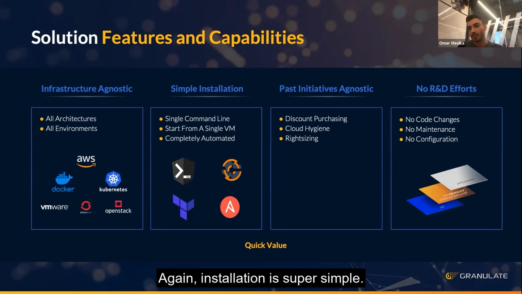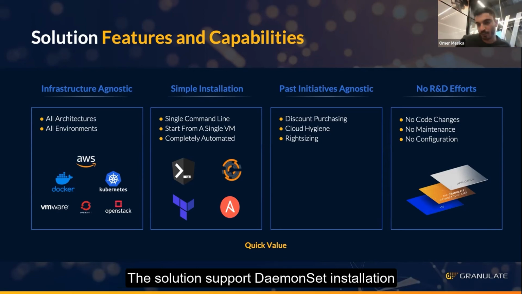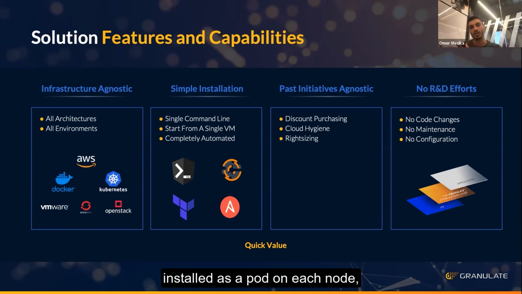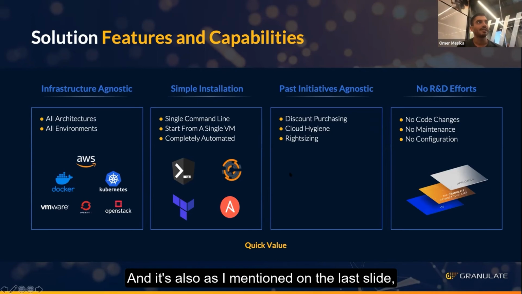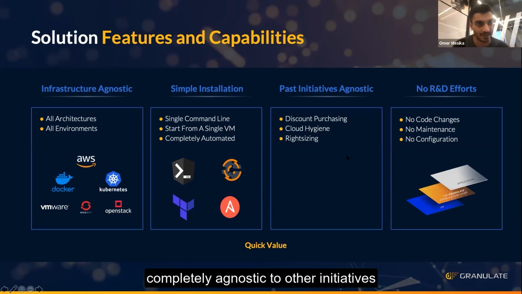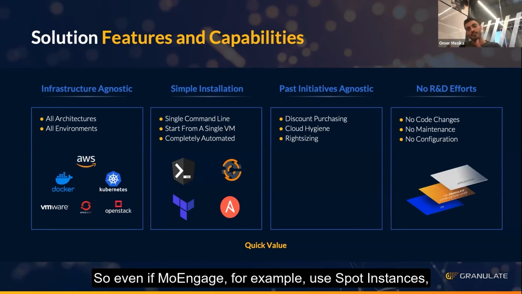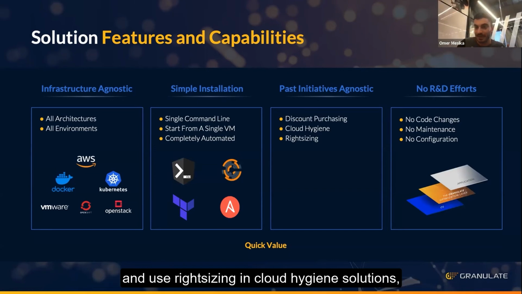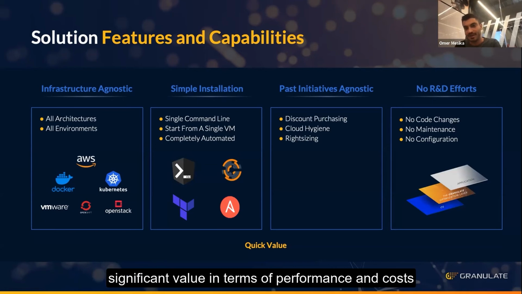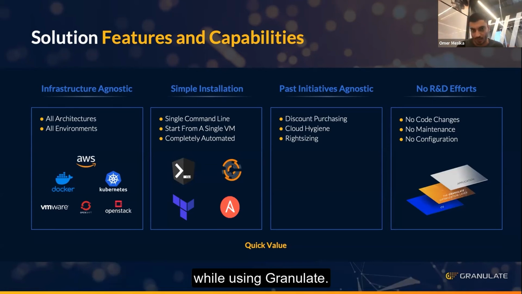Again, installation is super simple. The solution supports daemon set installation, installed as a pod on each node, Docker installation, and CLI. Super easy, it doesn't require any efforts or compatibility changes from the client side. And it's also, as I mentioned on the last slide, completely agnostic to other initiatives the client might be implementing to reduce their costs. So even if MoEngage, for example, uses spot instances and right-sizing and cloud hygiene solutions, they can still get, as Balaji mentioned, significant value in terms of performance and cost while using Granulate.